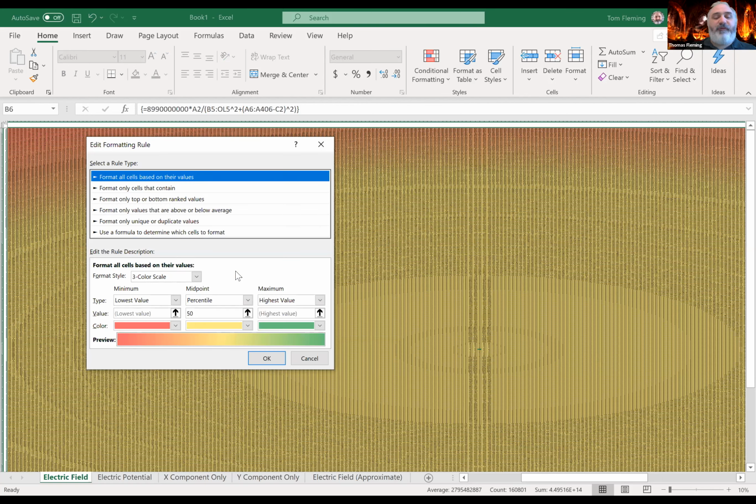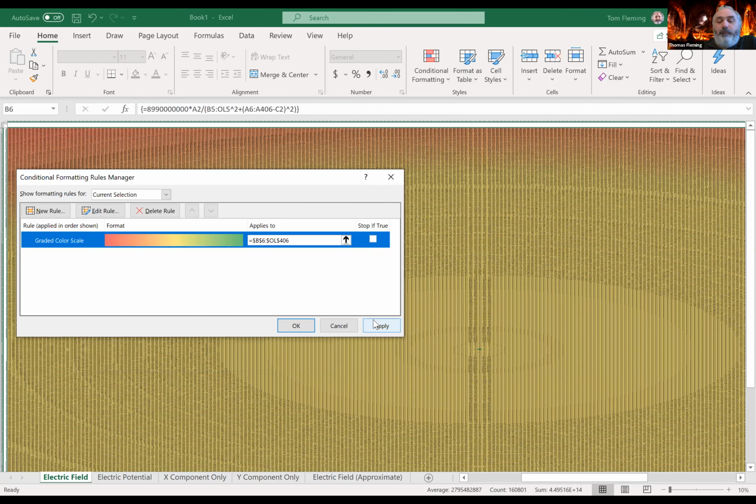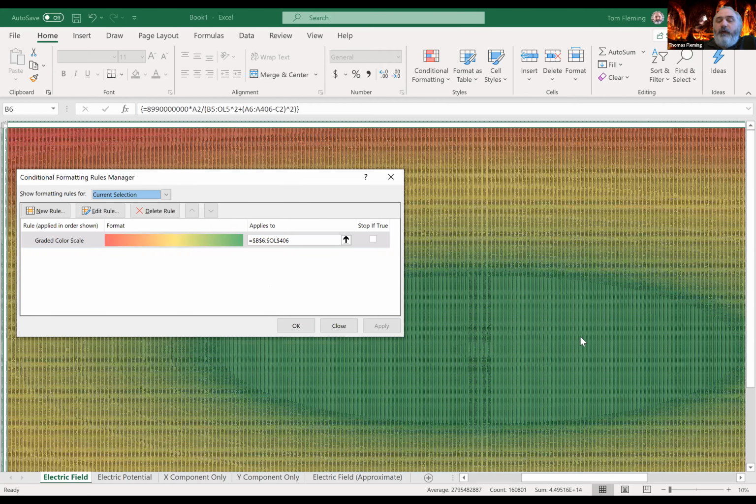Sometimes I do it by percentile. If I go percentile, it's going to take all the numbers in that entire sheet and make the lowest 10% of them red. Here I can make the highest 10% of them all green, and let's keep the median yellow. When I apply that rule, you can see that here in the center, all the big numbers are in the middle. They get wimpier as they go to the outside. That's what I expect to see.